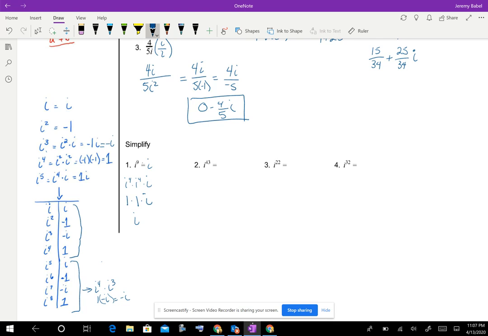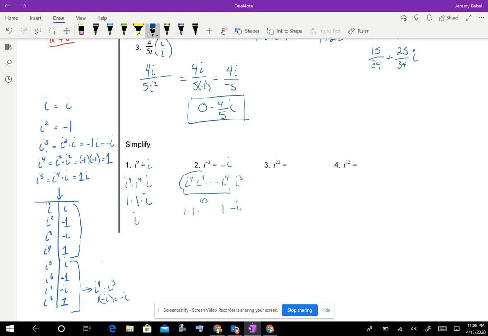So the 43rd power of i, well, that is i to the fourth times i to the fourth, and so on. How many groups of i to the fourth do we have here? Well, 10 groups of i to the fourth would make 40. So that would just be 1 times 1 times 1 times 1, 10 times. But we would still need 3 more of them, so it would be times i to the third. i to the third is -i. So this whole thing would just simplify to -i.